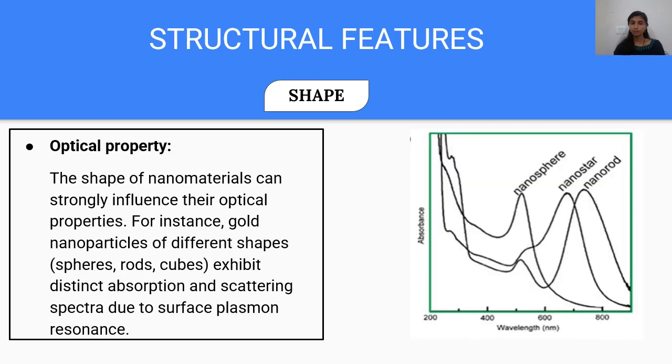Third is the optical properties. The shape of nanomaterials can strongly influence their optical properties. For instance, gold nanoparticles of different shapes, that is, spheres, rods, and cubes, exhibit distinct absorption and scattering spectra due to the surface plasmon resonance, which is called LSPR. As you can see in the figure, the nanosphere, nanostar, and nanorod of gold show different absorbance spectra and LSPR.